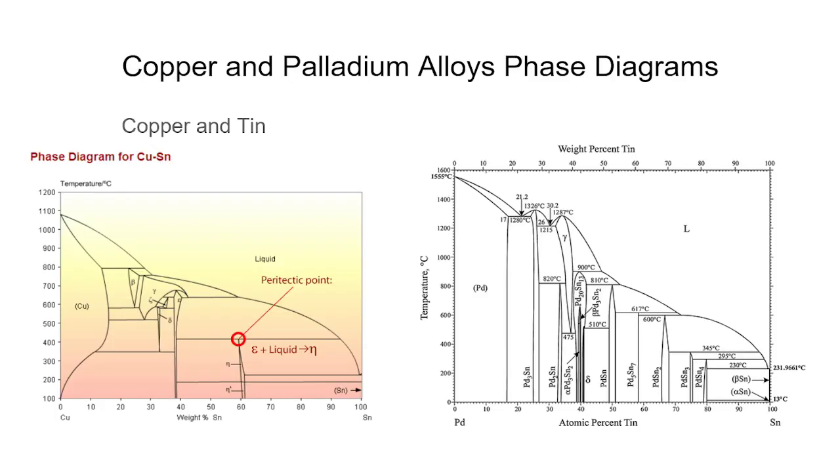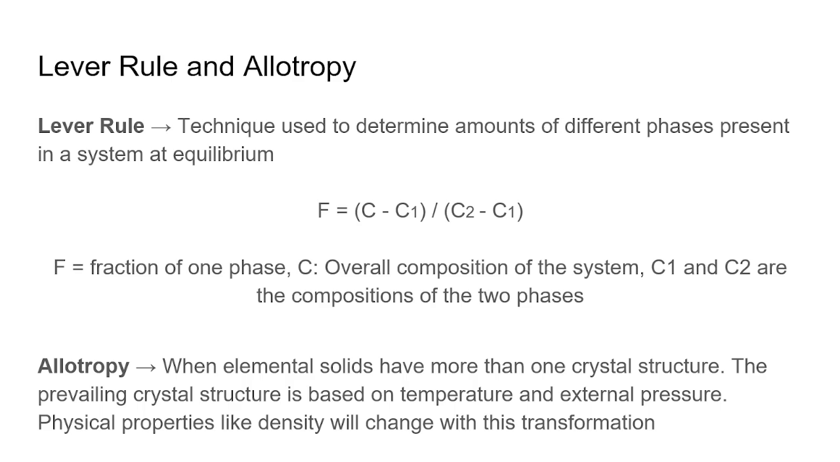Part 1 for project 5 was to show what the phase diagram for our metal A and metal B were when they form an alloy, where our metals were copper and palladium. The first graph on the left shows the phase diagram for copper and tin, and the graph on the right shows the phase diagram for palladium and tin. Next, we'll be talking about the lever rule and allotropy.